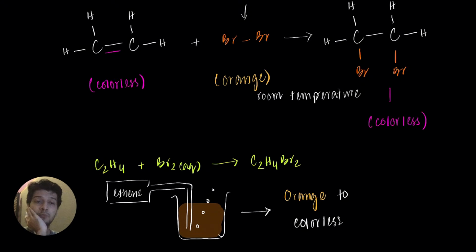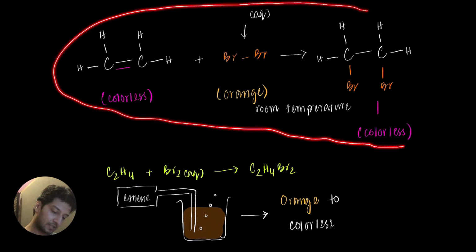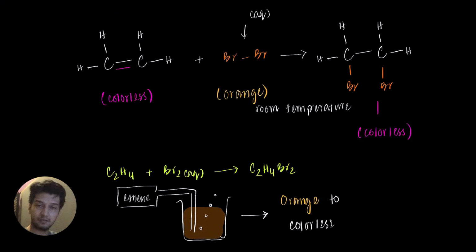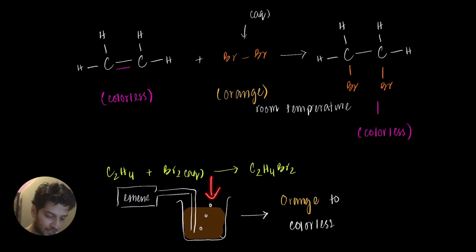Now bromine is easy to get, and if you note this reaction over here, it can easily happen at room temperature. What do you have to do? Absolutely nothing. Just pass some gas through some bromine water, right? So do you agree this is a very easy reaction to do?